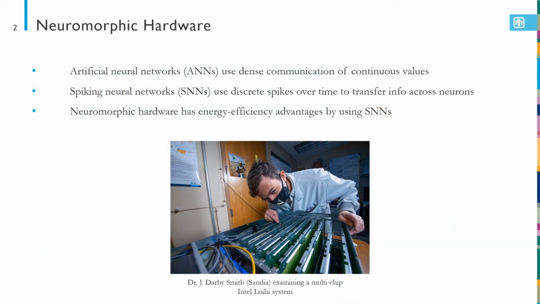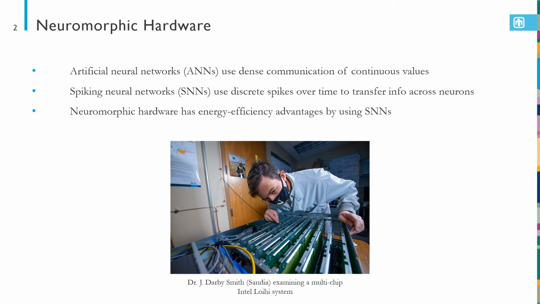Most of us should be familiar with the typical formulation of an artificial neural network, where there is a dense communication of continuous values between layers of neurons. In contrast, a spiking neural network loosely mimics biological neurons by using discrete spikes to transfer information across neurons over time. This spike can be thought of as a threshold activation function that discretizes the output of a neuron to be 0 or 1. Neuromorphic hardware has energy efficiency advantages compared to traditional hardware when using SNNs.